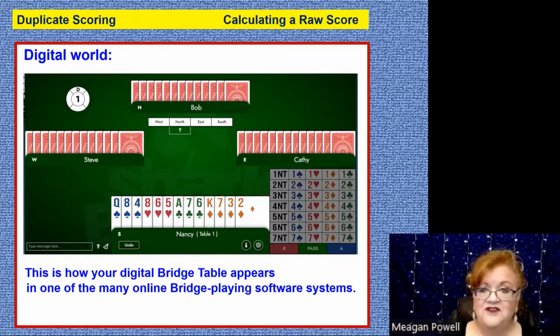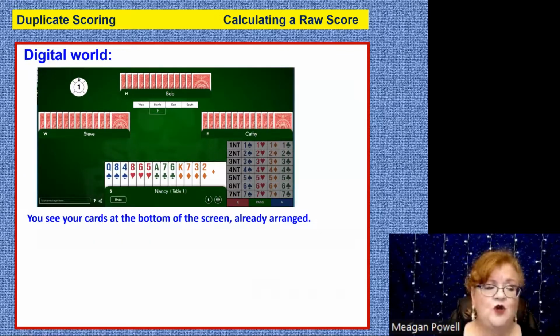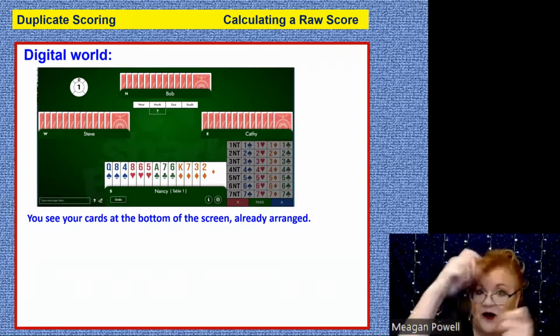But in this picture, you're going to see your cards at the bottom of the screen. It does not matter whether you are north, south, east, or west. Your cards will always be at the bottom of the screen. So you always have to check to see which geographic person you are. You might be west and still see your cards at the bottom, and you have to stop thinking you might be south. So you'll also see your cards already arranged. I've got to tell you, the one thing I actually like about the digital world versus the live world is it does not take people 4 minutes to put their physical cards in order at the bridge table.